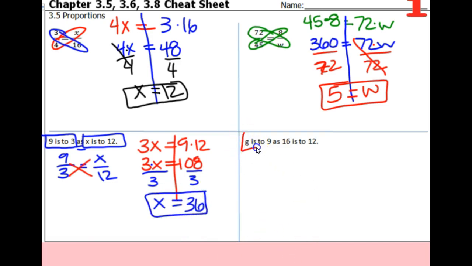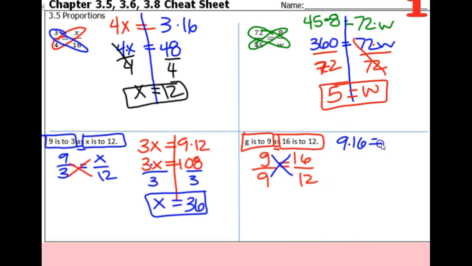Same thing here. We're going to write this as a proportion. g is to 9, so g over 9, as 16 is to 12. So write that just as you see it, 16 over 12. So cross multiply. 9 times 16 on one side equal to 12 times g, or g times 12. Doesn't matter, it's 12g.